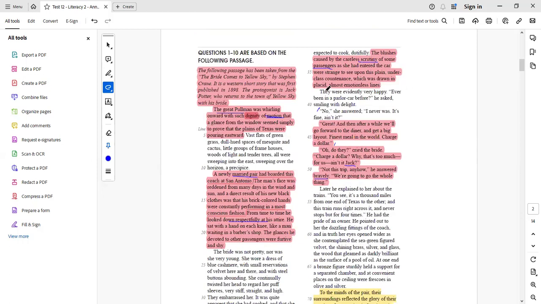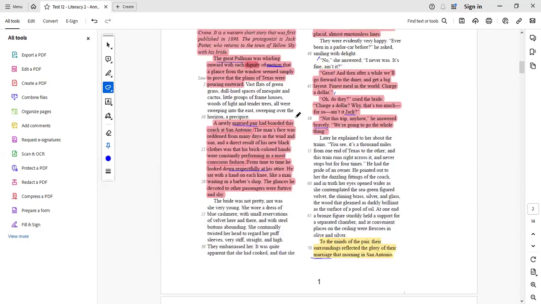Take a sentence before. I know you will tell me we already know this is talking about Jack and the bride, but we must use the same technique. This will give you more information about the passage and a clue about the answer. I take a sentence before. The blushes caused by the careless scrutiny of some passenger. As she, again I don't know who she is. Take a sentence before. It, take a sentence before. They, take a sentence before. She, take a sentence before. So I'm going to start from here, from the bride.